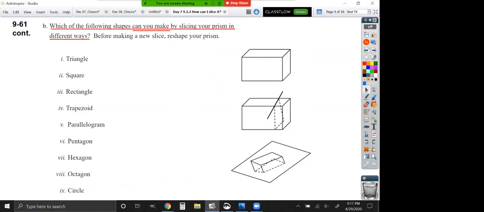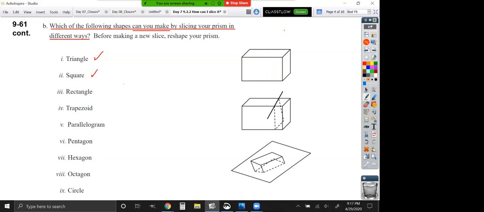Work with your team before making a new slice, reshape your prism. So which of the following shapes can you make? We were able to make a triangle. A square? Well, I think that depends on the shape. If this end was a square and I were to cut straight through here, wouldn't that basically make a square for me? So when I cut that like a cube of butter, right? When you cut a cube of butter, this piece that you're going to get right here is going to be a square when you look at it front ways.